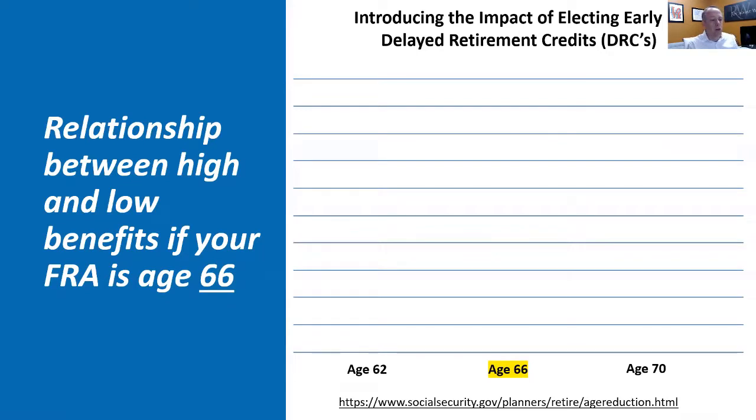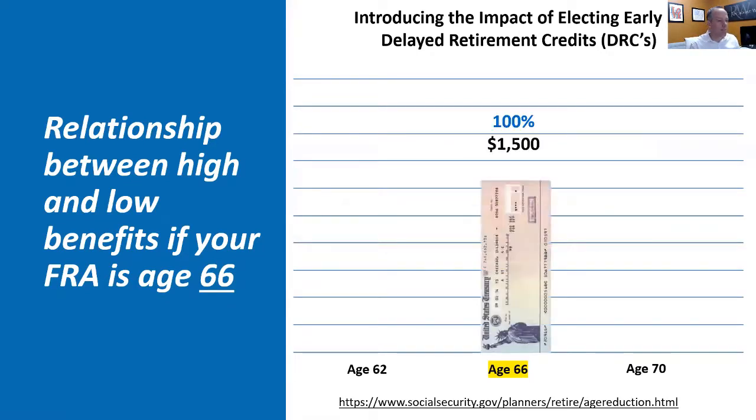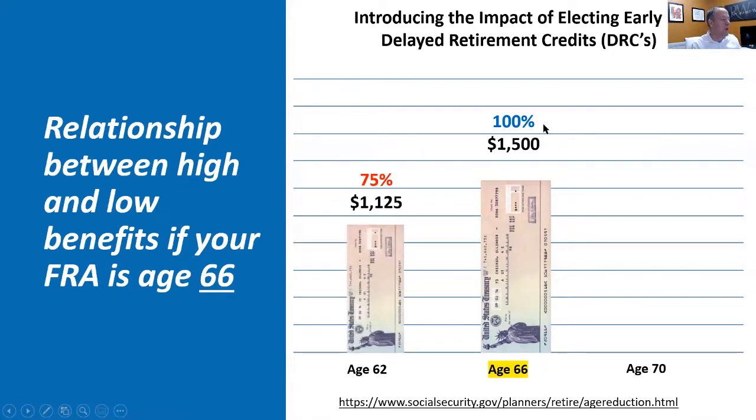So for those of you who are 66, let's assume that your primary insurance amount, or the benefit you're quoted at 66, is $1,500, right? So if you retire at 66, then you get 100% of that. But if you retire earlier than 66, at the earliest point, age 62, that benefit amount will be reduced by 25%. So you would get 75% of $1,500, which is $1,125. So obviously smaller checks, right?